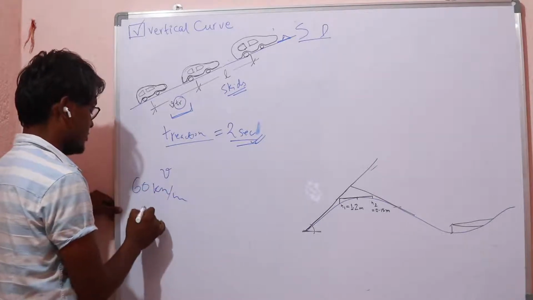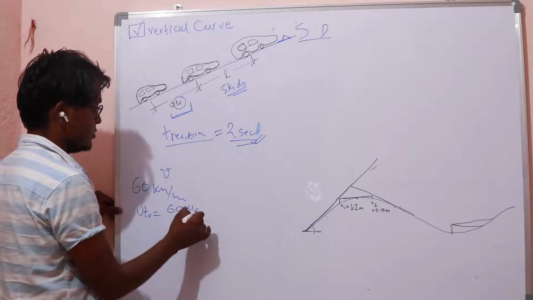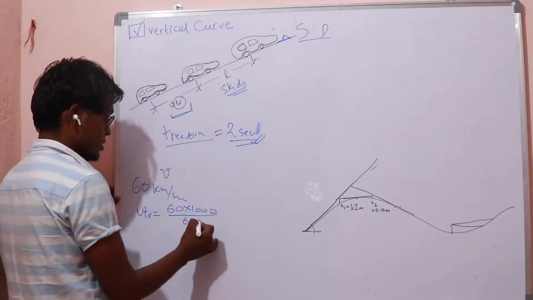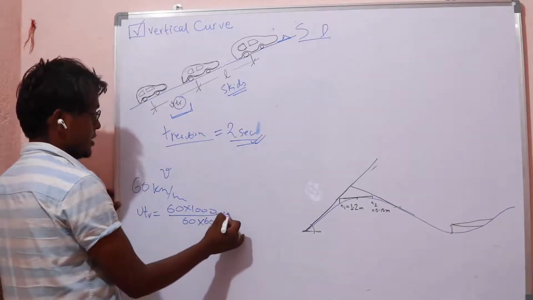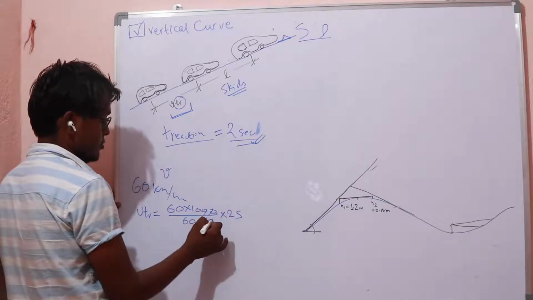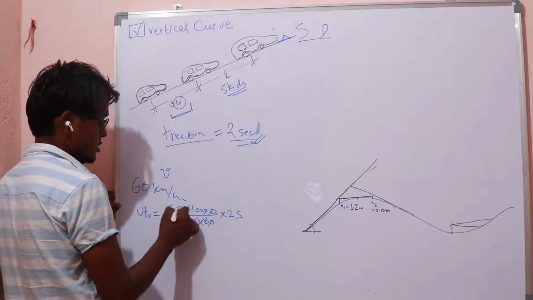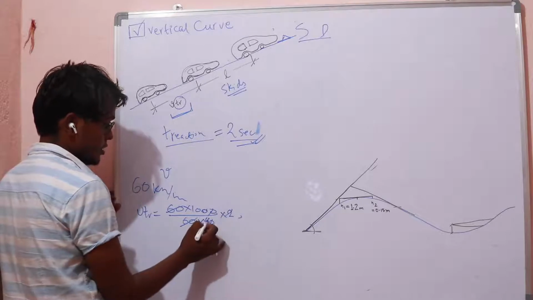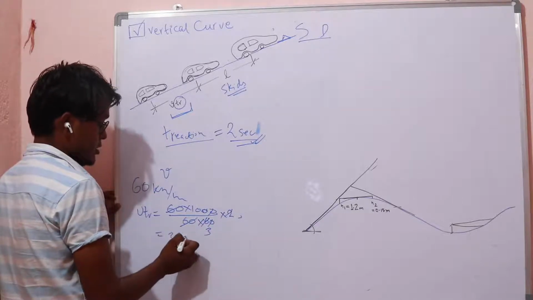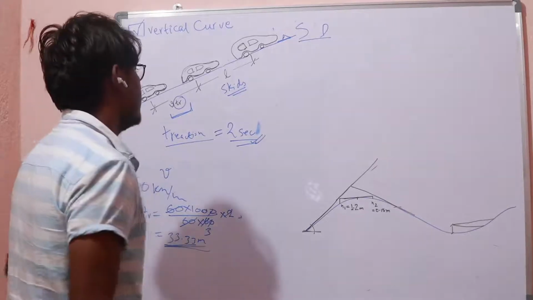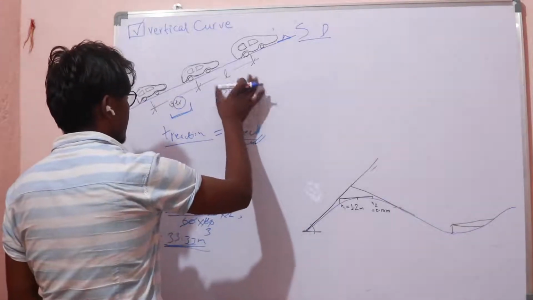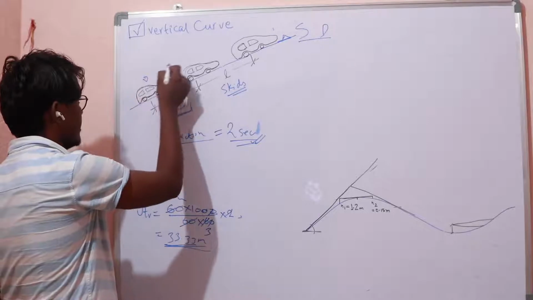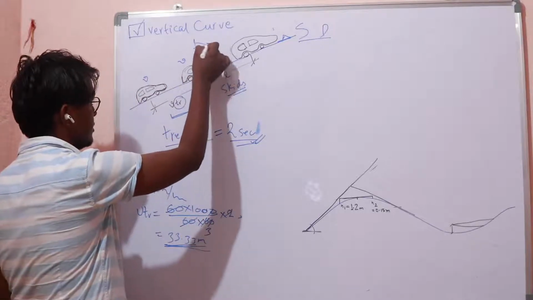So the reaction distance is V times T_R, equals 60 into 1000 over 3600, converting this into meters per second, into 2 seconds. So that is 33.33 meters. Then the skid distance is, suppose the velocity here is v, and then after that velocity decreases up to 0.